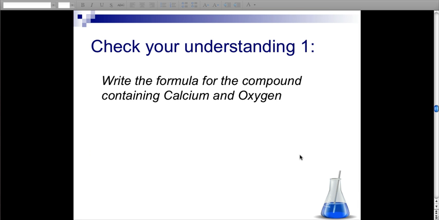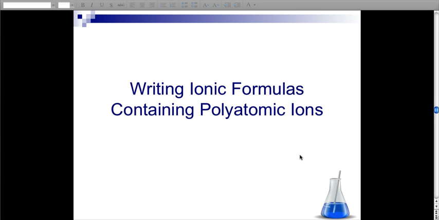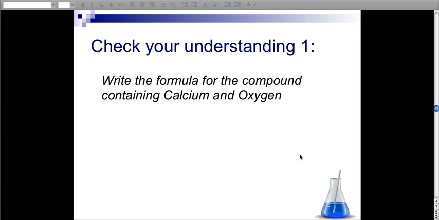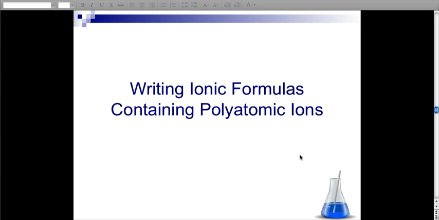So let's check your understanding. Write the formula for the compound containing calcium and oxygen. Calcium has a 2+ and oxygen a 2-, so you end up with just calcium and oxygen.